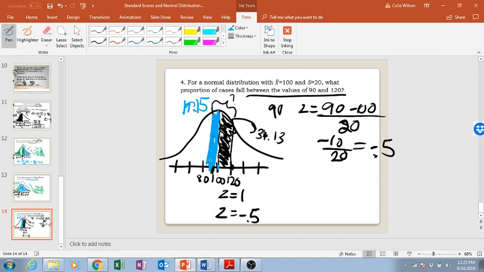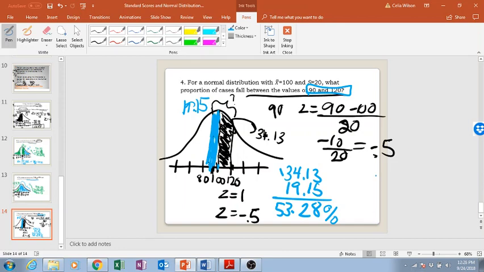To figure out this area, of course, we just take those two and put them together. 34.13 plus 19.15 is 53.28. So 53.28% of cases fall between these two scores. So about half of people scored between a 90 and a 120. As an educator, that could be really interesting.